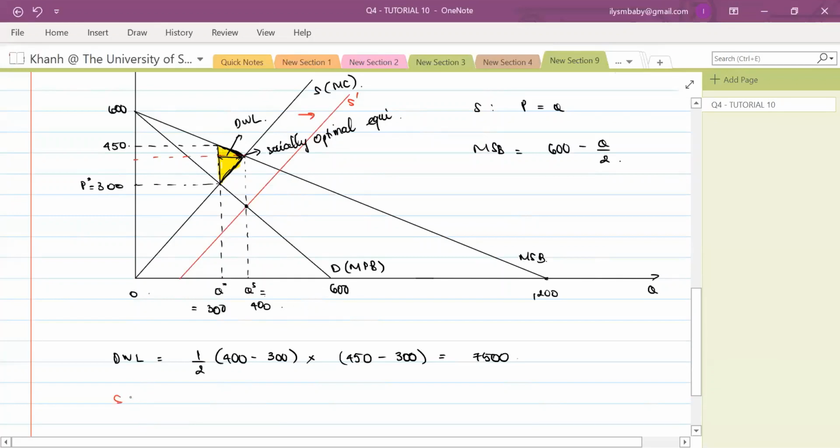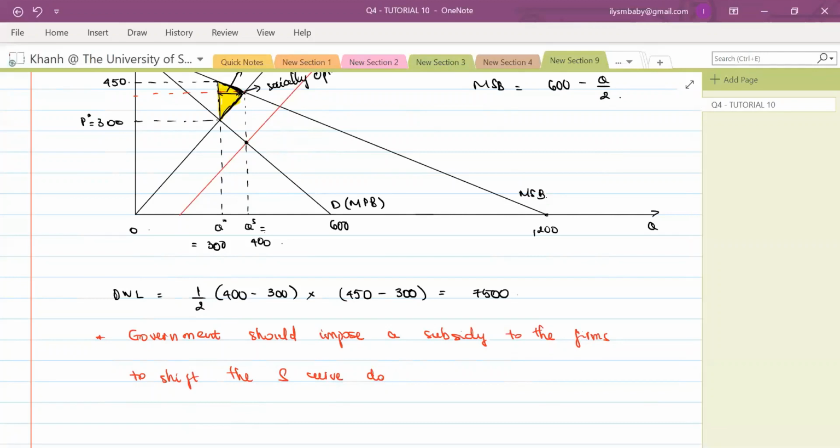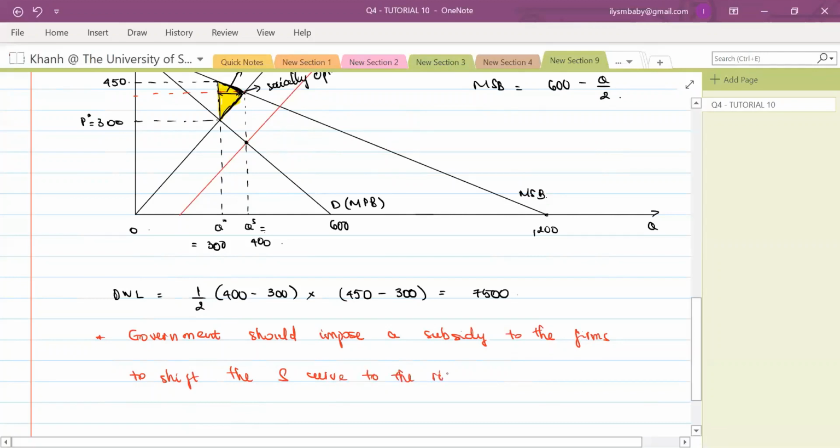Okay, so I'll say the government should impose a subsidy to the firms to shift the supply curve rightward, or to the right, such that it will cut the demand curve at the quantity equal to 400, which is the socially optimal level of output.